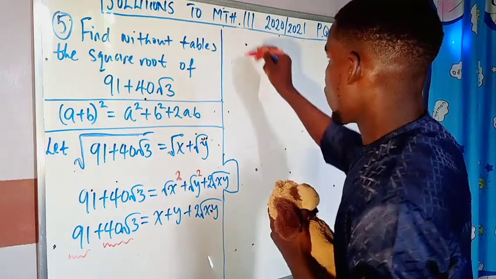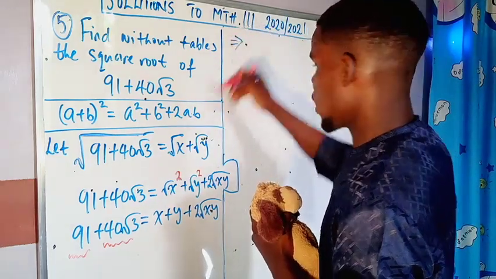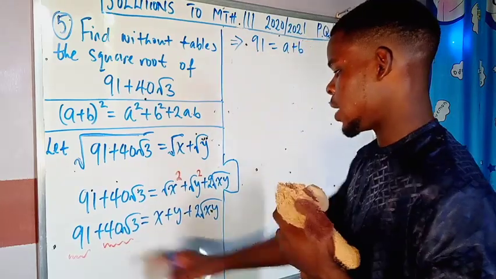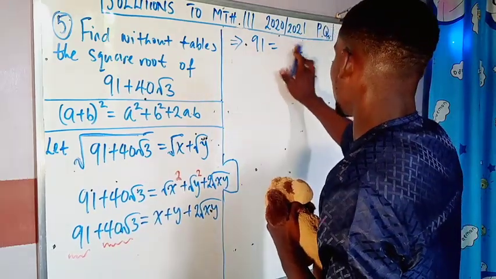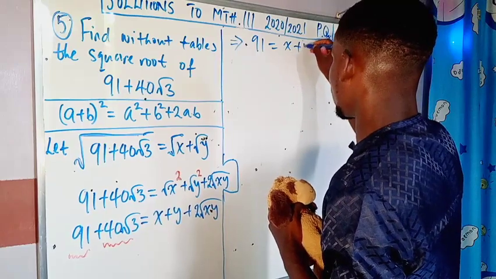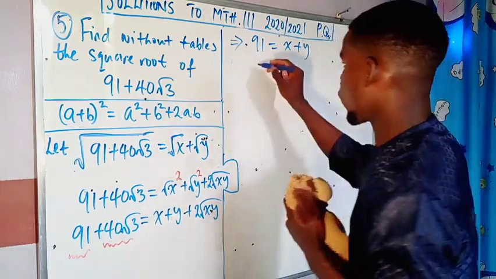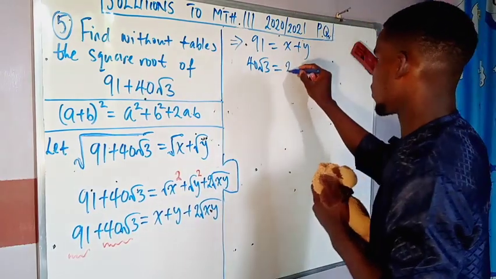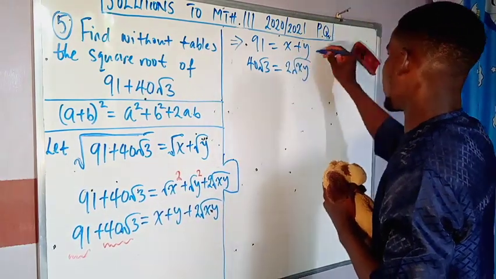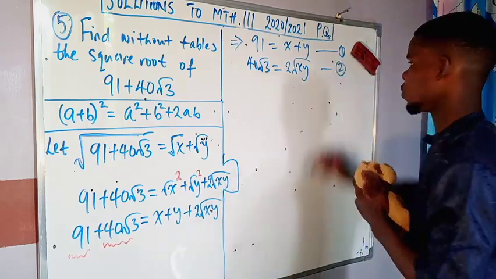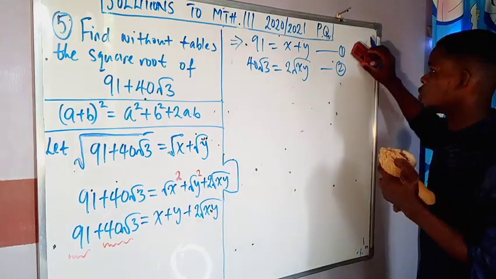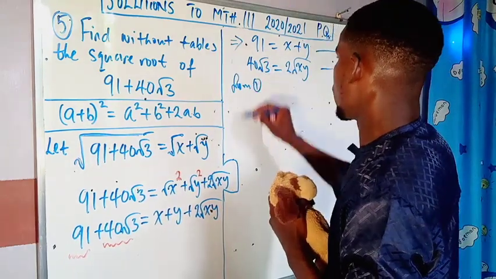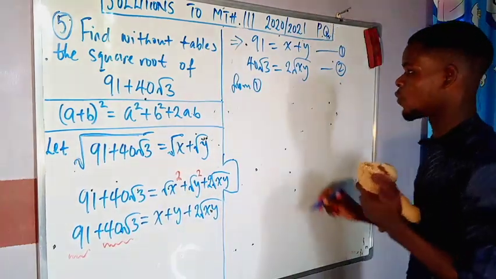That is to say, we will say let 91 be a plus b, and then, I'm using x and y. Now I'm used to a plus b. So let's just use x and y, and then we call 40 times the square root of 3 to be 2 times the square root of xy. So if you like, you can call this your equation 1 and then 2. Okay, great. So you notice that from equation 1, we can make x subject of formula.